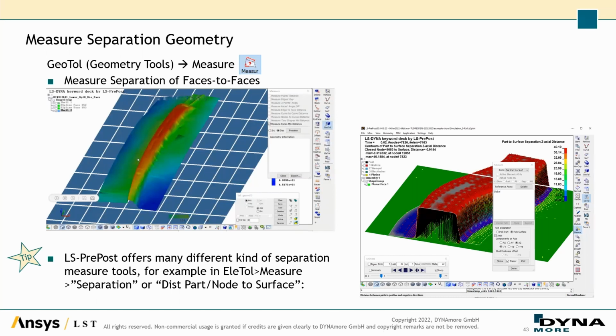My tip: LS-PrePost offers really many different kinds of separation measure tools. For example, also in the element tools measure, you can activate the item separation or the part nodes to surface. For example, it looks in this way, you can activate some tracers, and you can select between different kinds of direction definition for your measuring, whether it's the normal of the element or a global direction or something else.